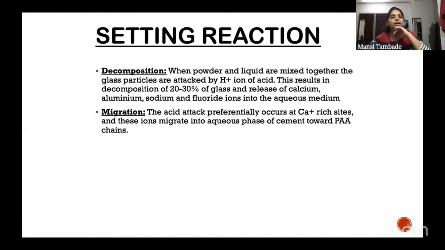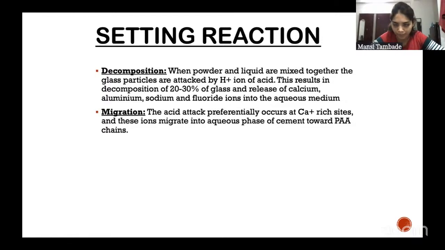Then coming to the setting reaction. This is the setting reaction: decomposition, migration. See, we have to write it in order. Like, powder and liquid are mixed, the H plus ion attacks, decomposition of the glass takes place, and the release of calcium, aluminum, sodium, and fluoride takes place. Then what is migration? The acid which we are adding goes to attack the calcium rich sites, and the ions which are released from that go into the aqueous phase of the cement towards the polyacrylic acid chains.